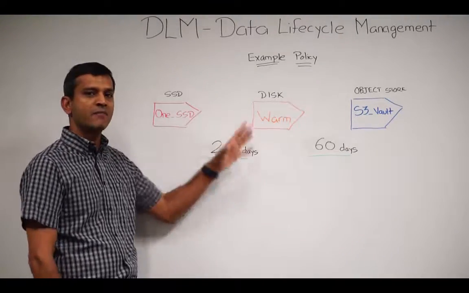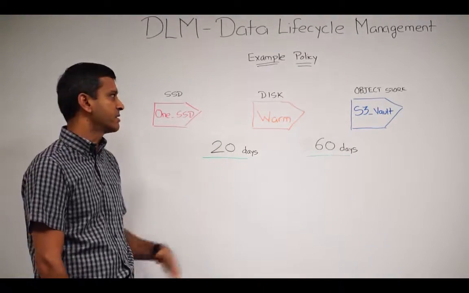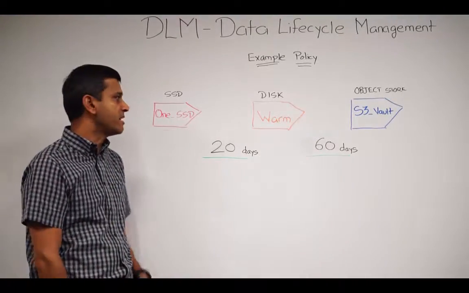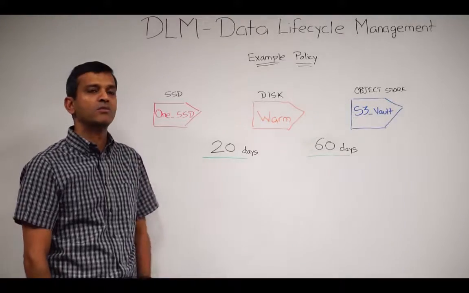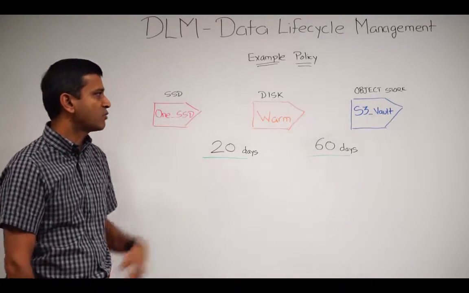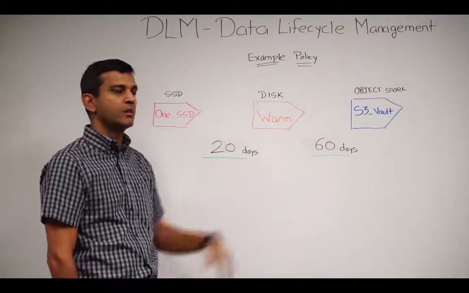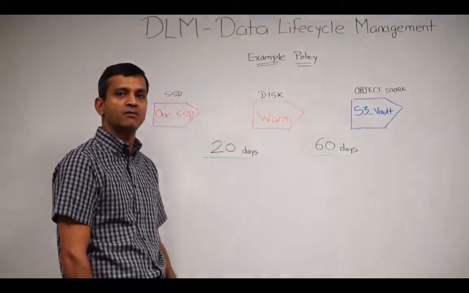And here's one example of a policy that is defined. When the data first arrives, it stays in SSD, and after 20 days, we want it to move to a disk-based warm zone, and then after 60 days, we want to move it to S3 vault, which is an archival zone.